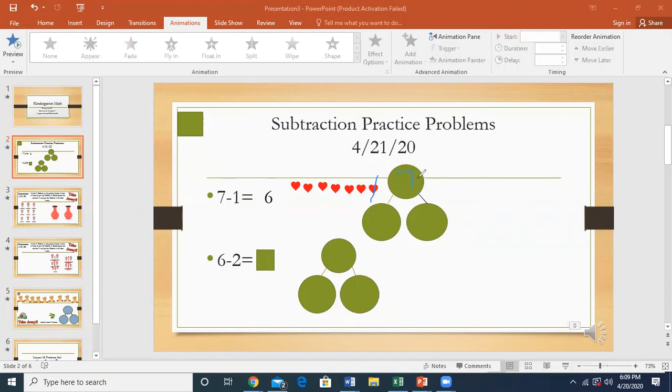The largest number will go in the circle all by itself. So I have 7, take away 1 is 6. So my two parts are 6 and 1. So I will put 1 and 6.